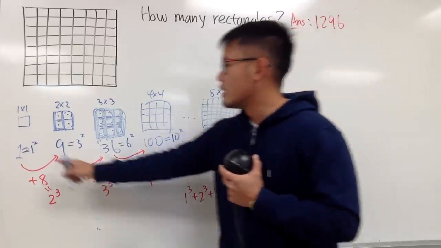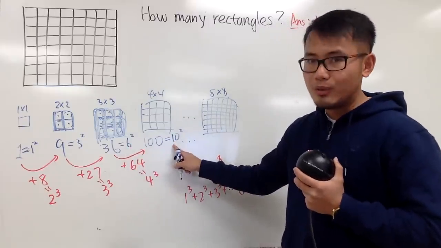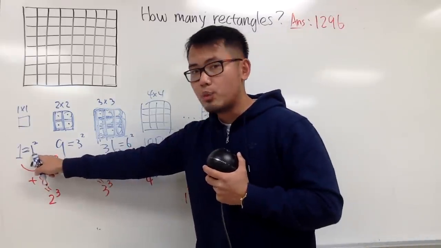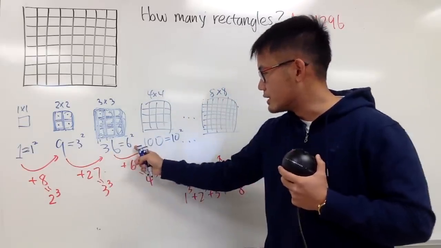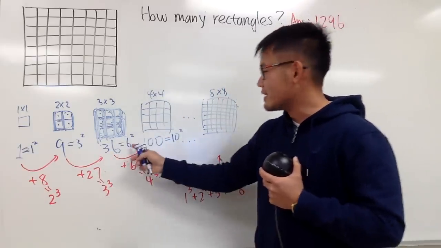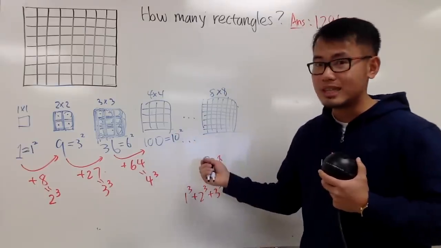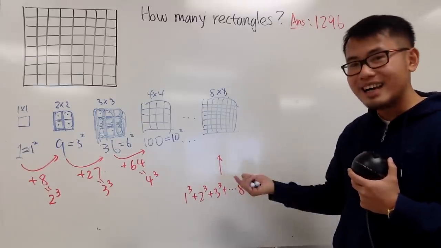And look at 1, 3, 6, 10. Can we figure out the pattern for the next one? If you just look at the base, from 1 to 3 you add 2. From 3 to 6, we add 3. From 6 to 10, we add 4. And you can imagine the next one is just that we add 5, and so on, right?